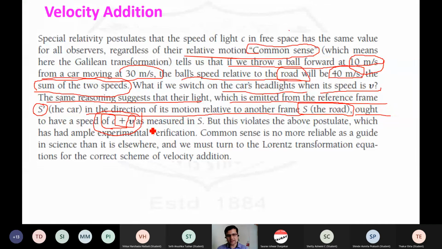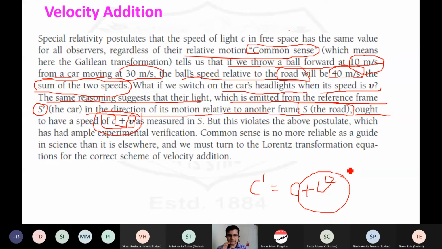Okay, so that c plus v is an addition formula, but remember that your c prime here is supposed to be a value you are getting. That is not true, because here you are not doing addition or subtraction. c is always c. That violates the first postulate of the special theory of relativity, the speed of light, which remains constant.